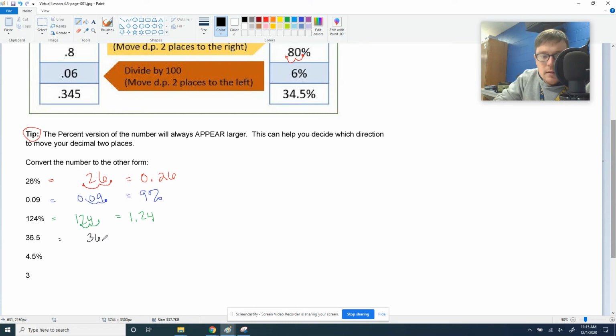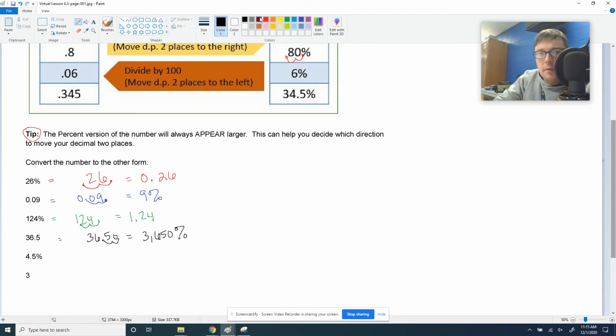Now this is in decimal form already. There's no percent sign attached to it. So the percent, even though it seems weird to do, is going to be larger. So we move it 1, 2 places to the right, with 0 for our placeholder. This is the same as 3,650%.